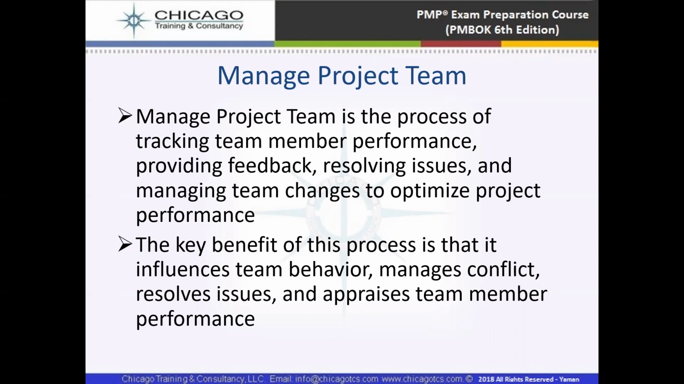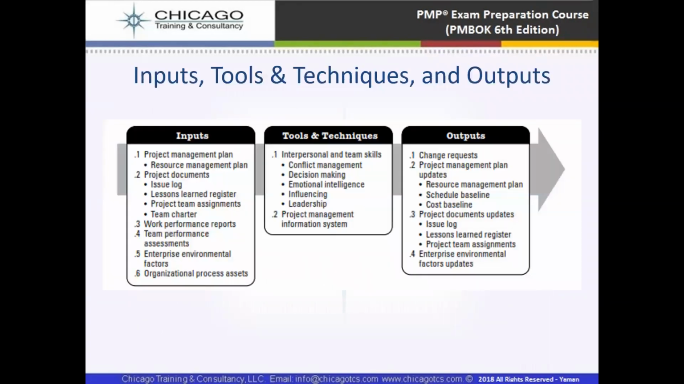So what is basically manage project team? It is the process of tracking team members' performance, providing feedback, resolving issues, and managing team changes to optimize project performance. The benefits of this process are that it influences team behavior, manages conflict, resolves issues, and appraises team members' performance. These are the inputs, tools, and techniques for managing the project team.